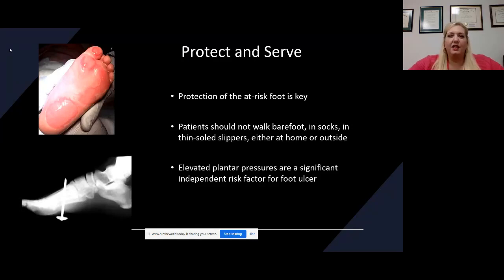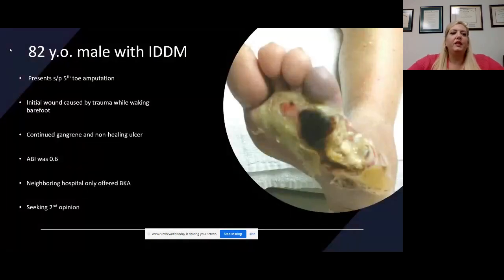So getting a nice thick-soled moccasin type house shoe, or wearing a pair of tennis shoes in the house, and they can just keep it just for housewear only, so they're not tracking debris in from outside, is what I recommend to my patients. Here's a case, an 82-year-old male, insulin-dependent diabetic.